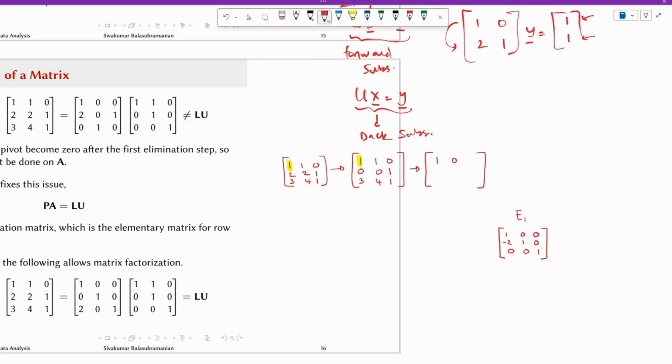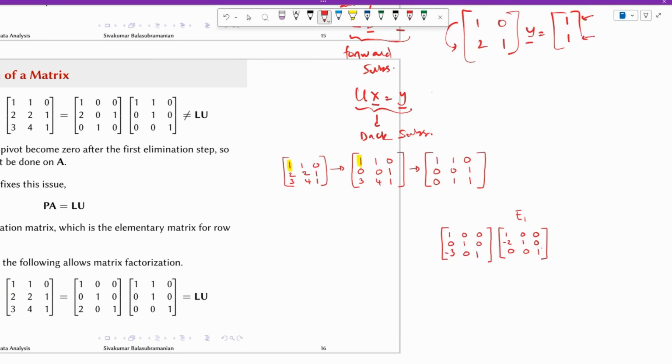You're telling me the elementary matrix. That's fine. 1, 1, 0, 0, 0, 1, 0. Yes. Okay. What is the second elementary matrix? 1, 0, 0. No, no, no. You're only operating on the third row. Yes. Okay. Same thing.